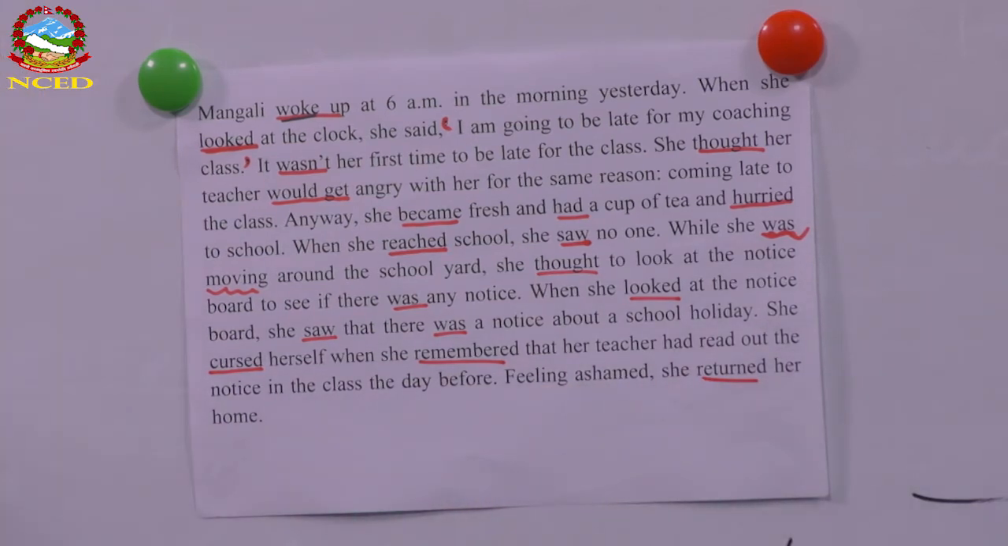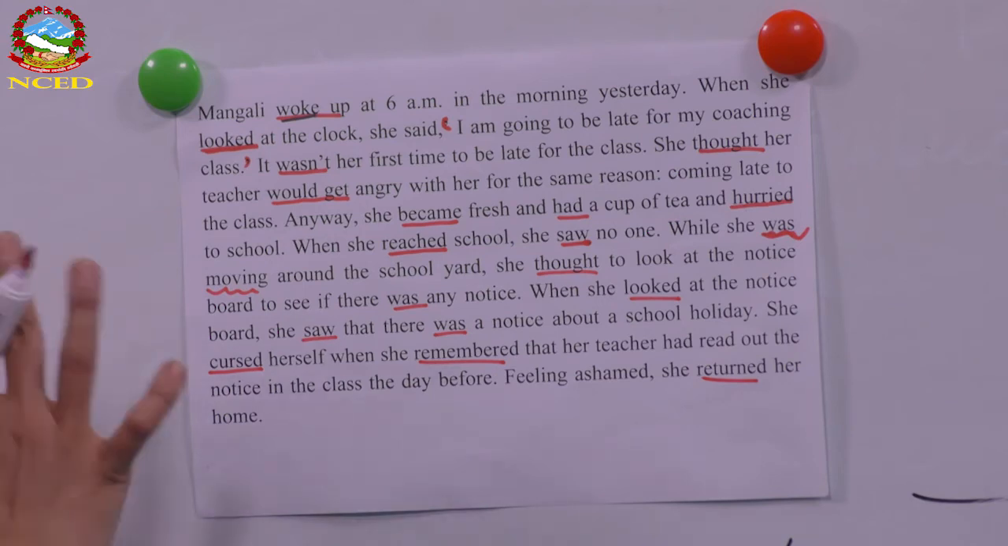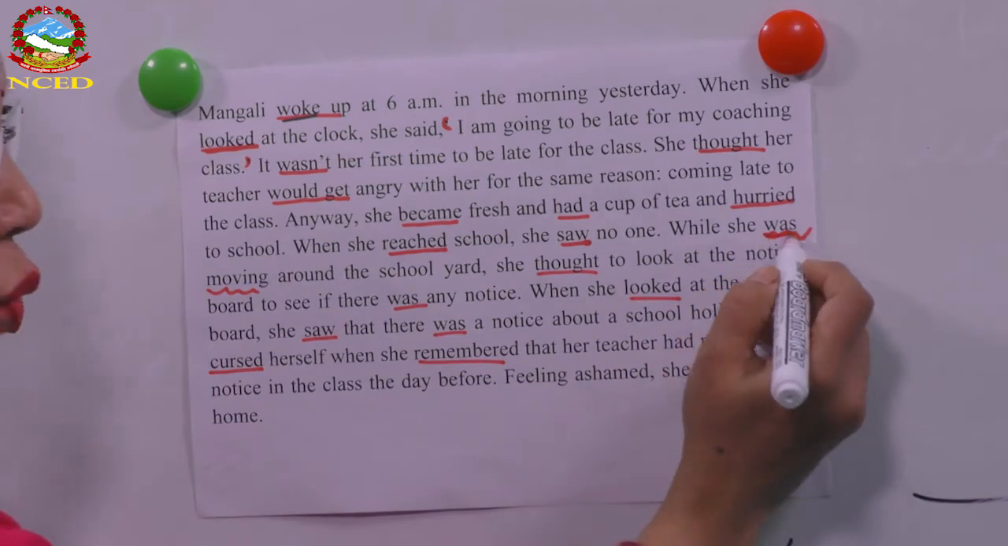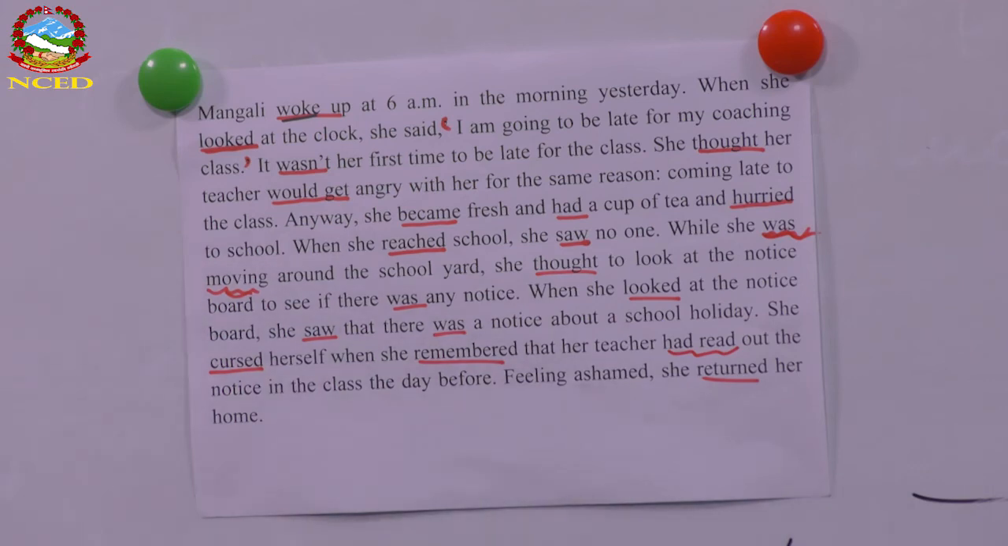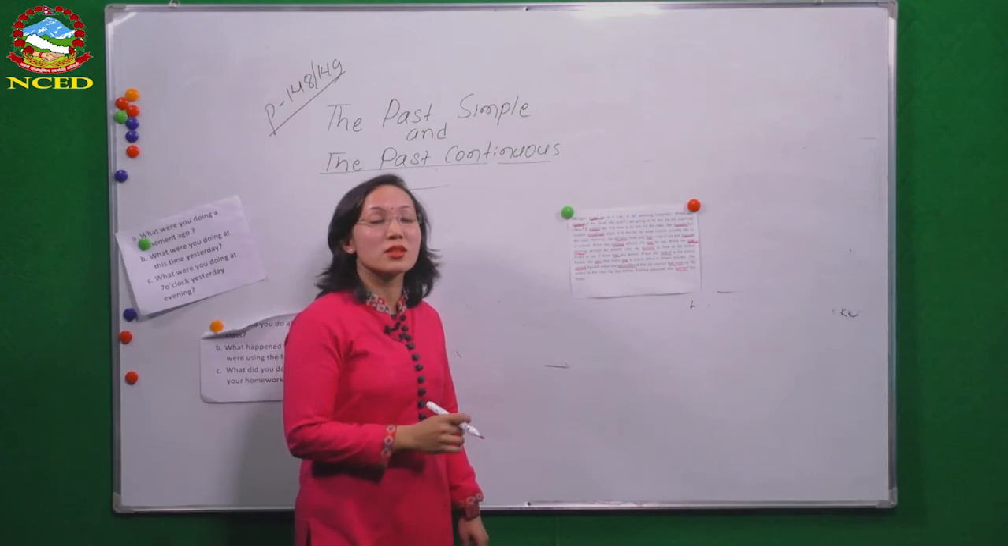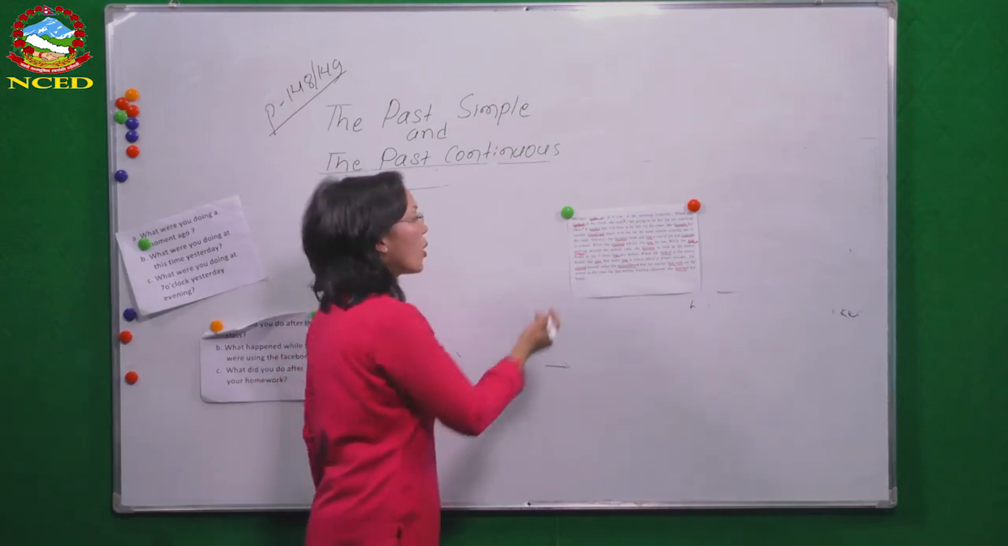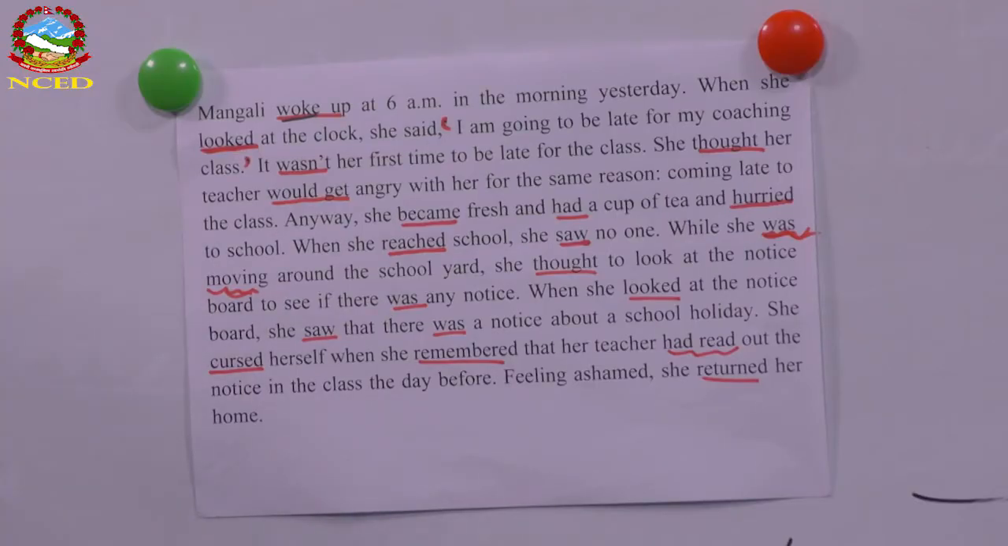Next, returned. So all these are past simple forms. There is one past continuous and one past perfect tense. Now how they are used. All these are finished actions, or let's say a series of actions. If you remember, we learned that for a series of past actions, we use the simple past tense. So she woke up, she looked at, she thought, she became fresh, hurried for the school, she reached school, she saw no one, she saw the notice, something was written there, and she remembered, she returned home.